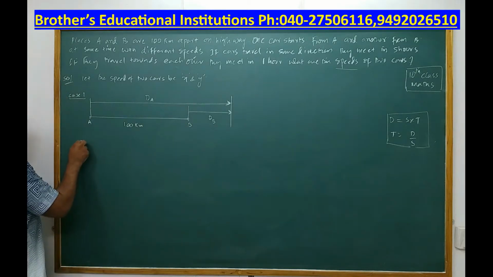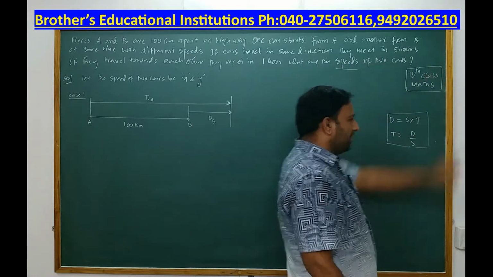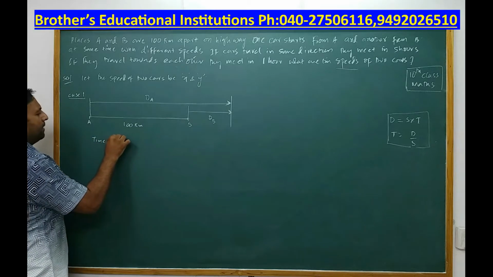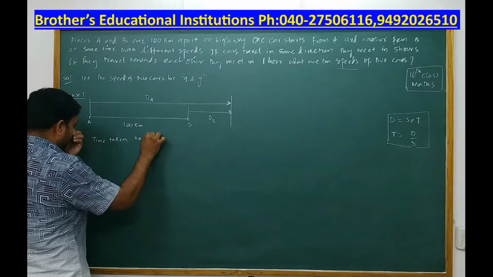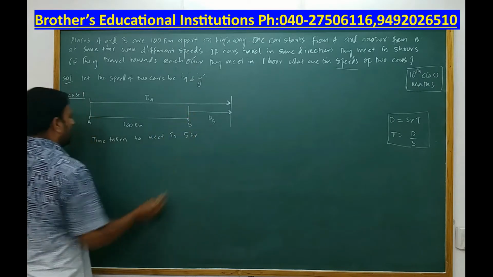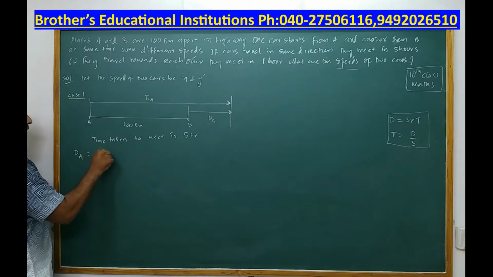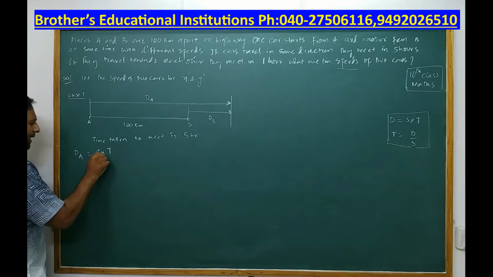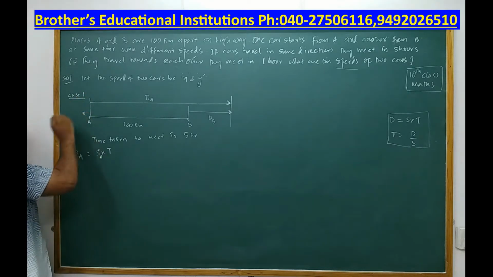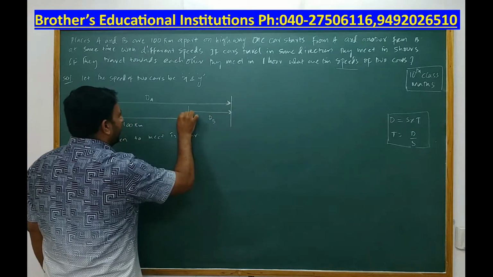Now, what is the time after which they meet? They will meet in 5 hours. So I will write, time taken to meet is how many hours? 5 hours. Now distance traveled by A is equal to speed into time. Now what is the speed? Speed of A. So let us assume the speed of the car starting at A is x kilometers per hour and the speed of the car starting at B is y kilometers per hour.